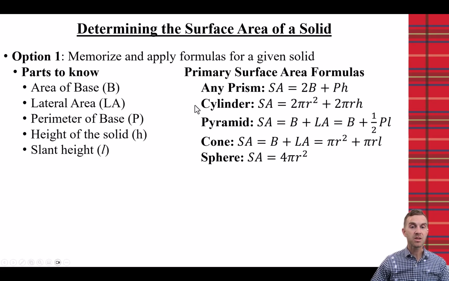And then we have typically these 5 formulas that we will work with. For a prism, a cylinder, a pyramid, a cone, and a sphere. These will often be given to you on formula sheets. But you do have to recognize what these letters mean as you go along.